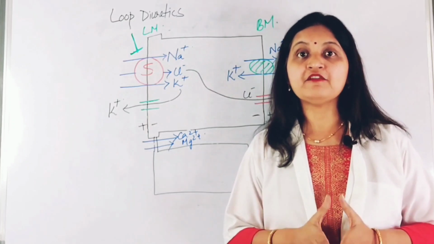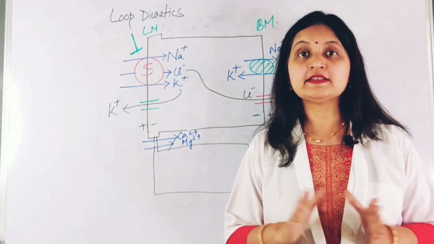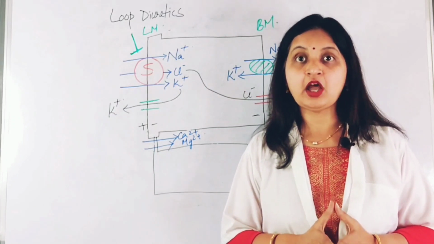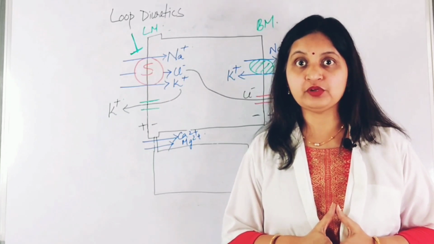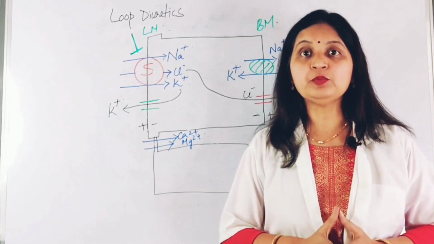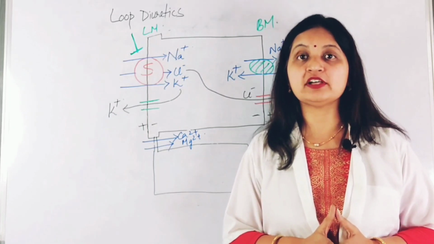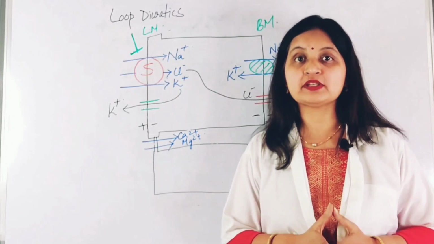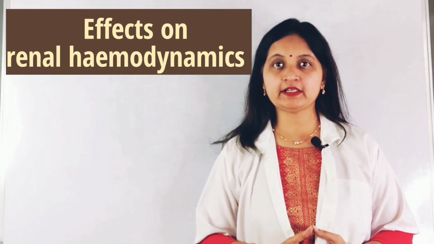So to sum up the effects of loop diuretics on urinary excretion, there is increased excretion of sodium, potassium and chloride in urine. Also, there is increased excretion of calcium and magnesium in urine. Acutely, loop diuretics cause uric acid excretion, but chronic administration leads to uric acid accumulation in the body causing hyperuricemia. So what are the other effects of loop diuretics?